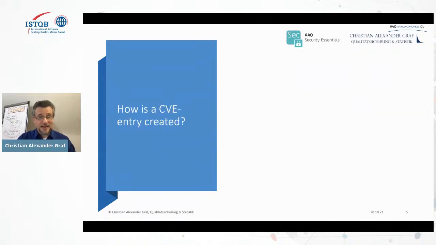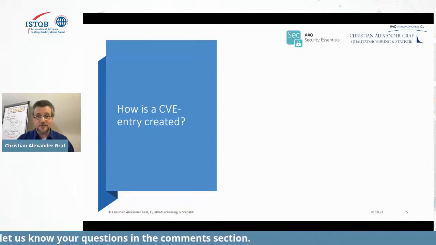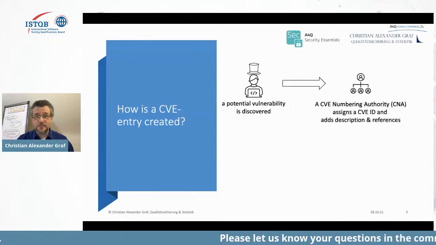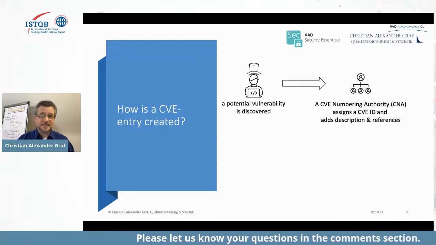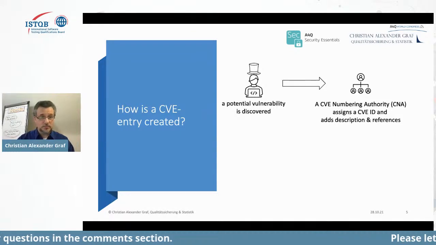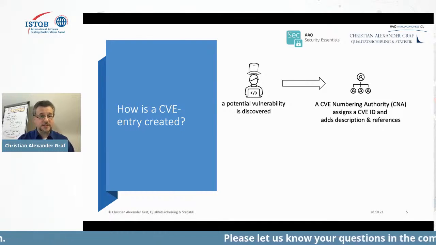Well, how is a CVE entry created? So there must be a way how these things come onto this list. And that's actually companies, security researchers, and whoever will discover a vulnerability. So if a potential vulnerability is discovered, you can report this vulnerability to a so-called CVE numbering authority. They will assign an ID to the vulnerability and usually in contact and dialogue with you, add descriptions and references. So who are these CNAs?